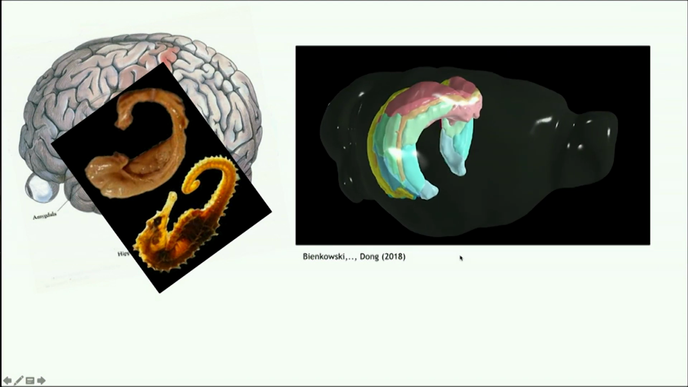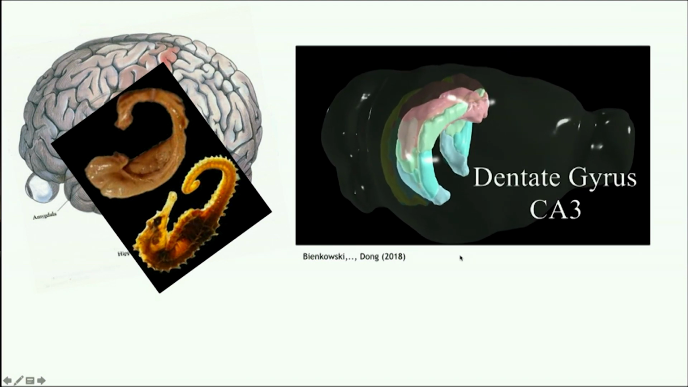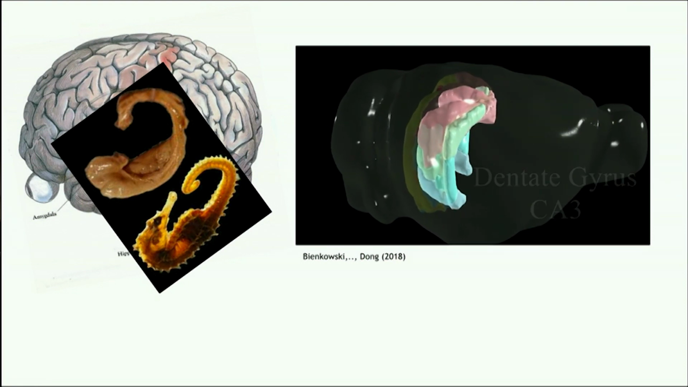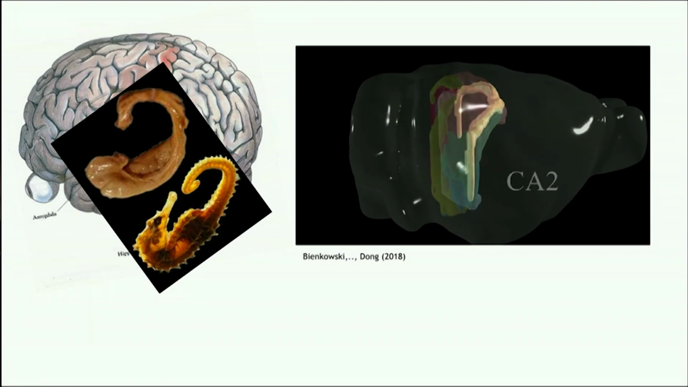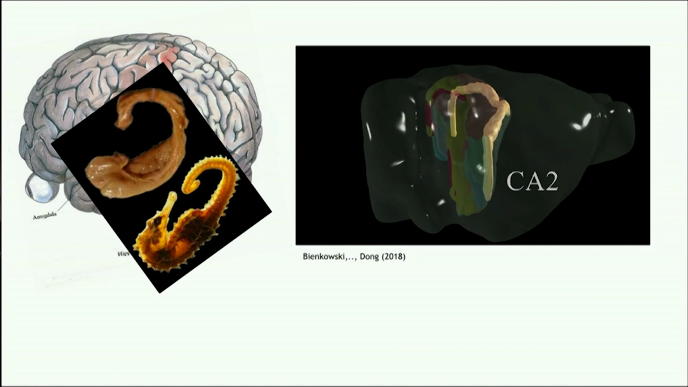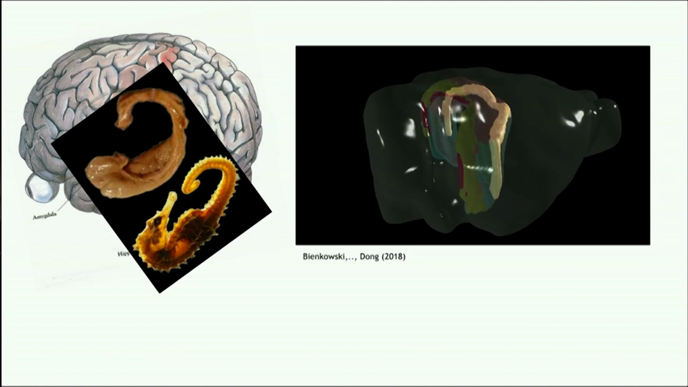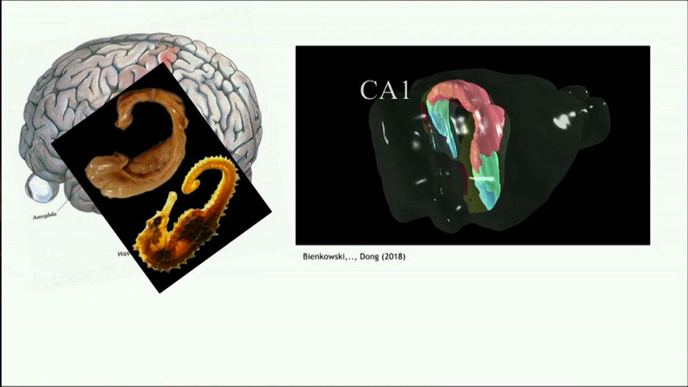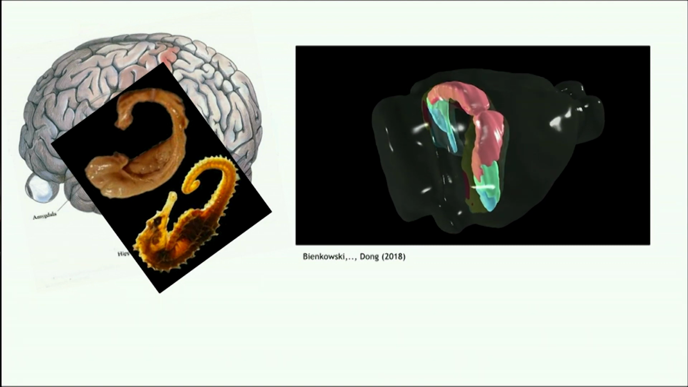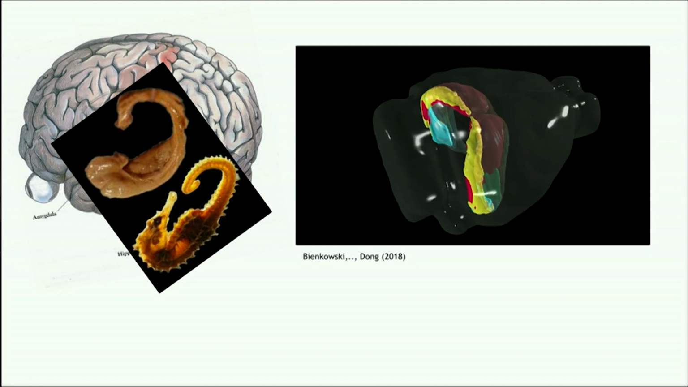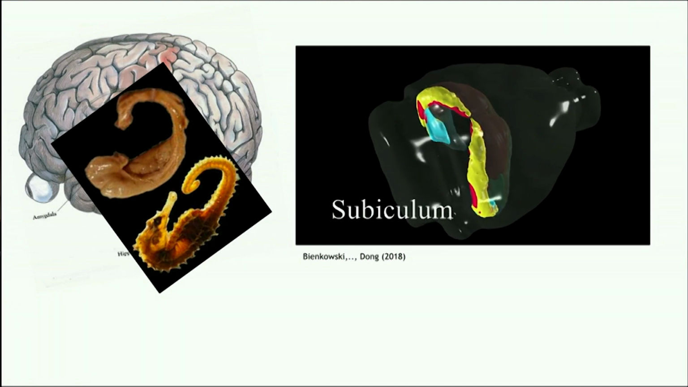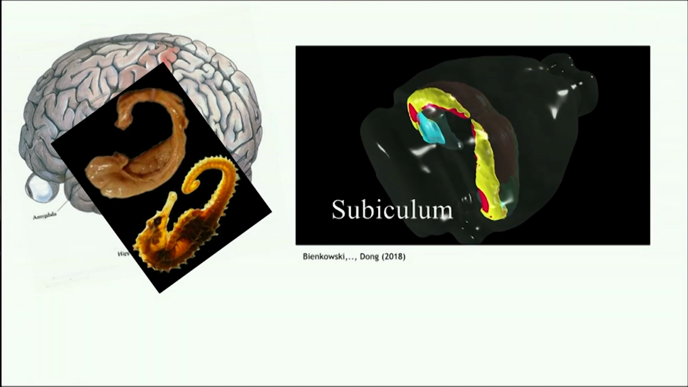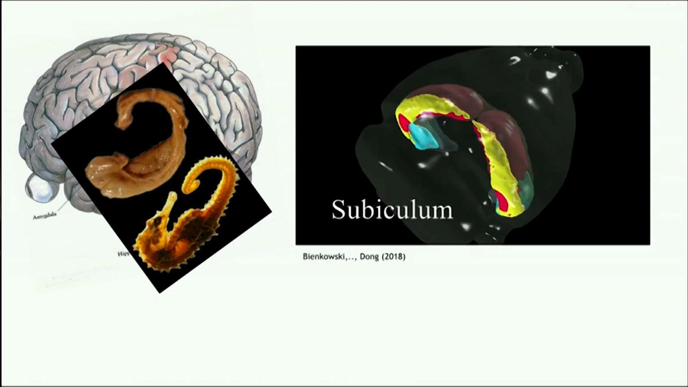You can see all of these substructures in the hippocampus, which consists of dentate gyrus, CA3. You don't need to know these names. CA2. And then it'll show us CA1, which is another important subarea of the hippocampus. And this is in rodent brain. And the subiculum, which is sort of the output of the hippocampus back to the cortex.